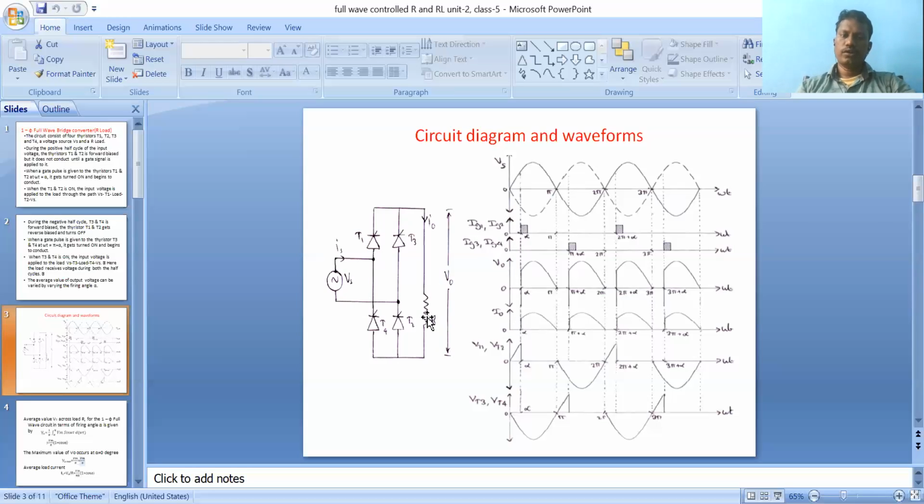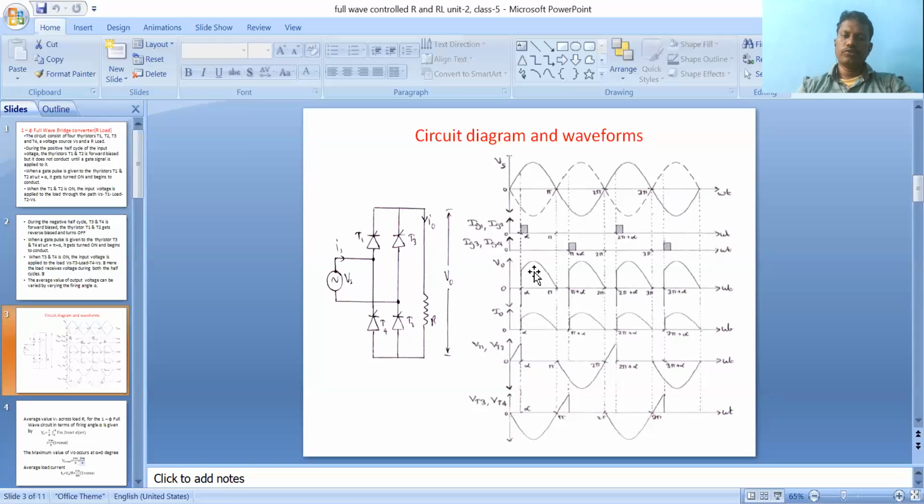So the output voltage is calculated across R load only, and the output current is the same. During this interval, what is the voltage across VT1 and VT2? It is 0, which means T1 and T2 are in a conduction state and act as a short circuit. So there is no voltage drop across T1 and T2. Clear?